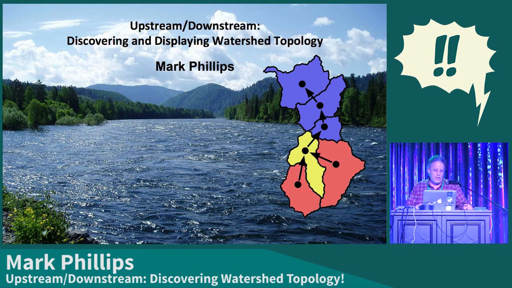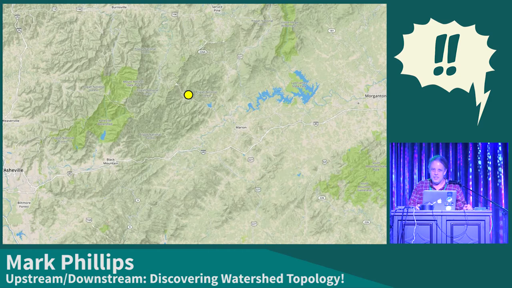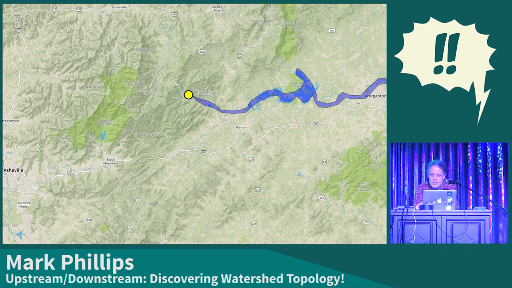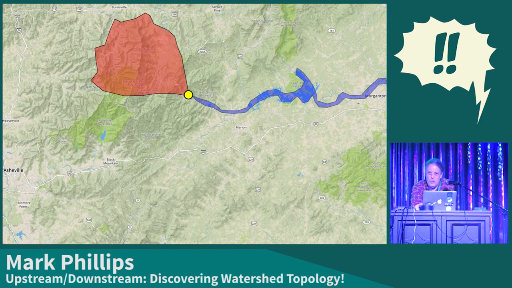Okay, I'm going to talk about a geography problem that I started thinking about recently. And the problem is this. Given any particular spot on the ground, like this yellow dot, if it rains there, where does the water go? So in particular, what is downstream from that spot? And then also, conversely, what's upstream from that spot? So all the places where, if it rains there, the water is going to flow past that yellow dot.